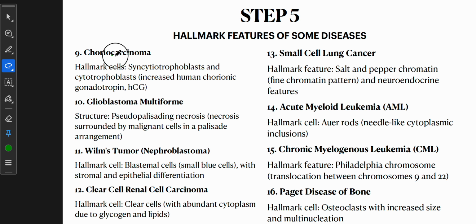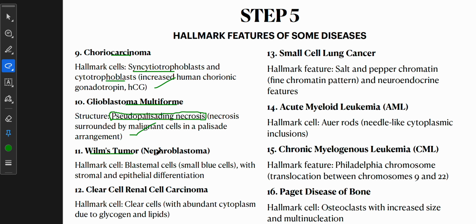And ninth is choriocarcinoma. There are syncytiotrophoblasts and cytotrophoblasts, with increased human chorionic gonadotropin (hCG). And in glioblastoma multiforme, there is pseudopalisading necrosis. Necrosis is the typical feature in this case, pseudopalisading necrosis, where necrosis is surrounded by malignant cells in a palisade manner of arrangement.